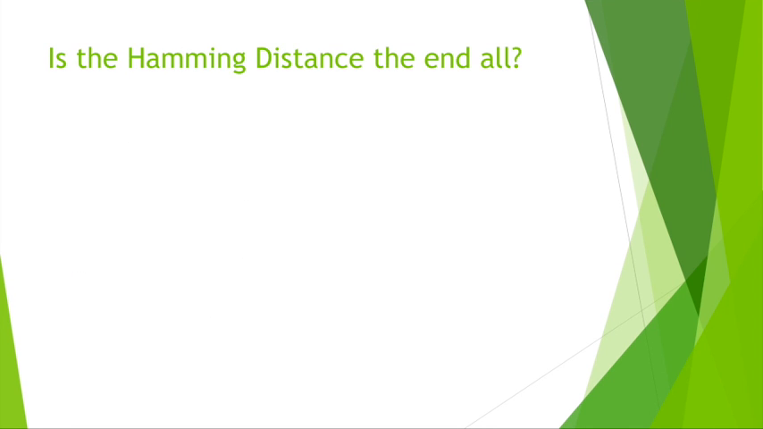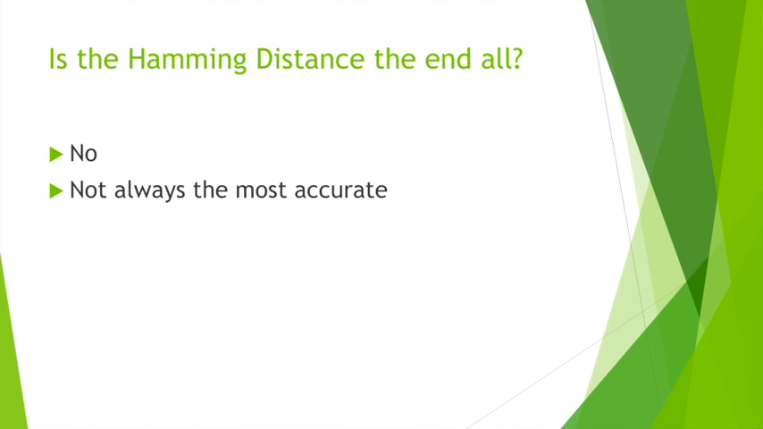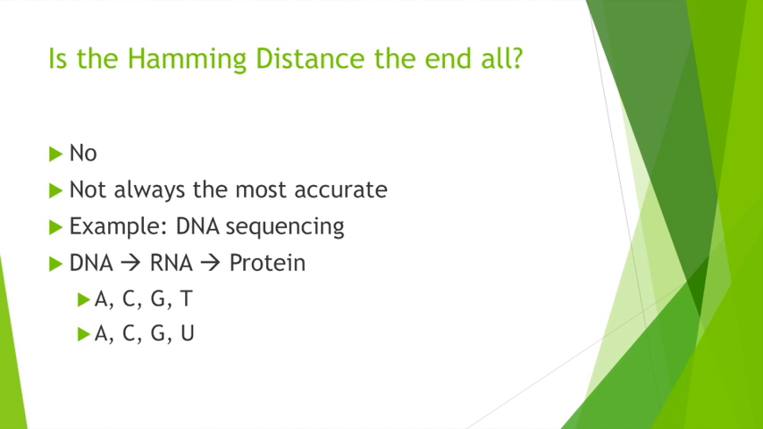But is the Hamming distance the end all? No, it's not always the most accurate. It doesn't always show the best relationship between the original code word and our resulting message. For example, in DNA sequencing, we have to change DNA into RNA so we can make proteins, amino acids, creating new cells, and other cell processes. The gist in RNA is we take the thymine, the T, from DNA, and we change it to uracil for RNA. This single swap is represented well by Hamming distance because it's simply that one replacement, so it's one place that it's different.